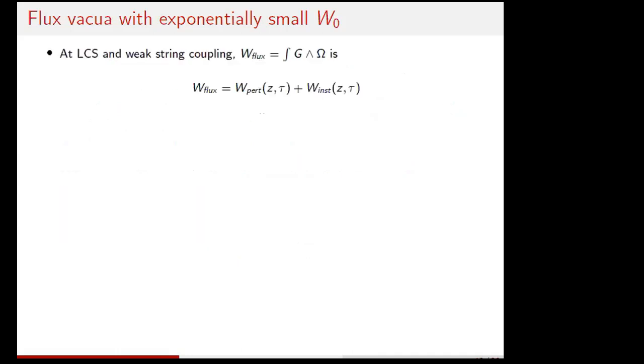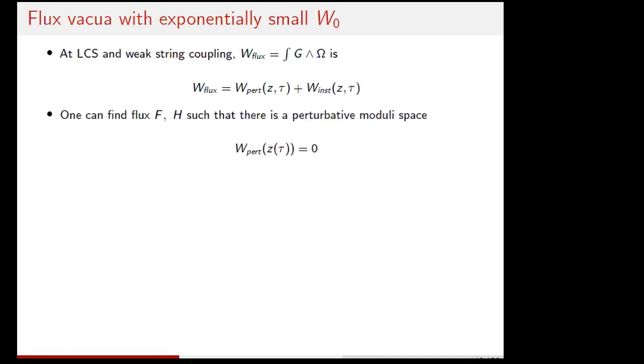So let us try to understand the flux vacua with exponentially small W0 at large complex structure and weak string coupling. At large complex structure, what you can do is to write down the flux potential in terms of derivative and instanton terms. And what I really want to emphasize is that the flux potential is purely classical. So whenever I'm saying derivative and instanton-like terms, it just refers to the type IIA or the mirror structure, because we're using the mirror variables to write down the flux potential. Some terms look like derivative terms and some look like instanton-like terms, but it's purely classical.